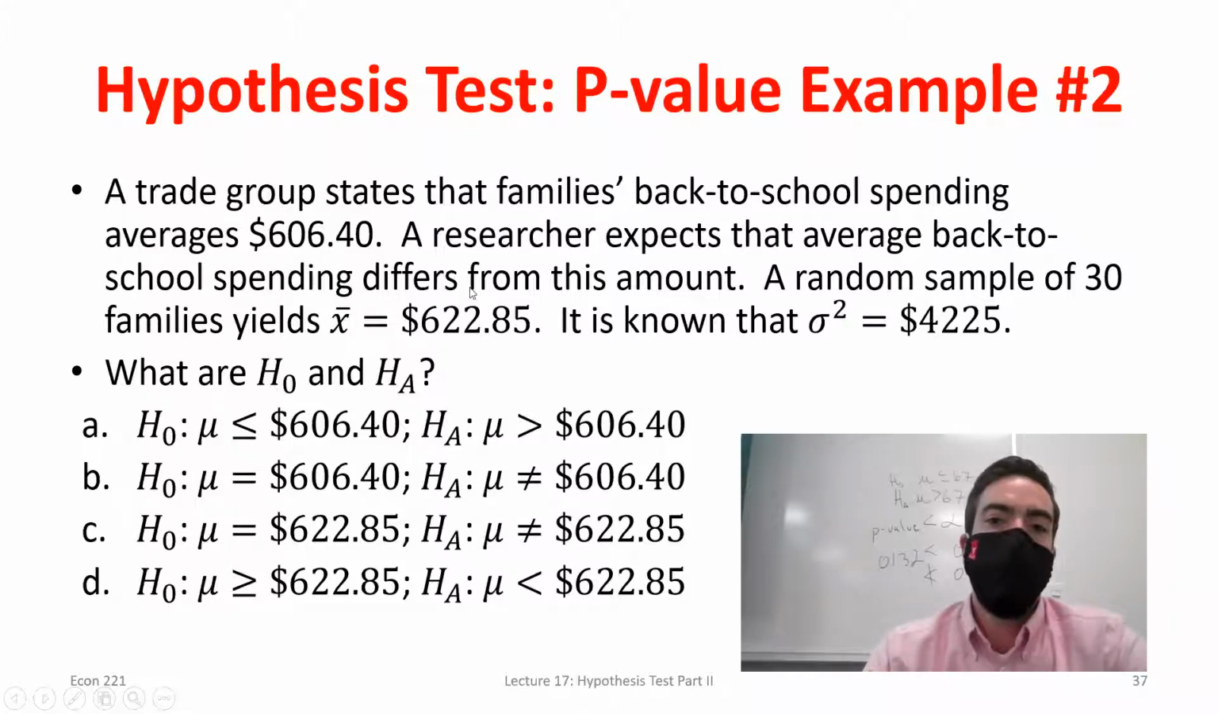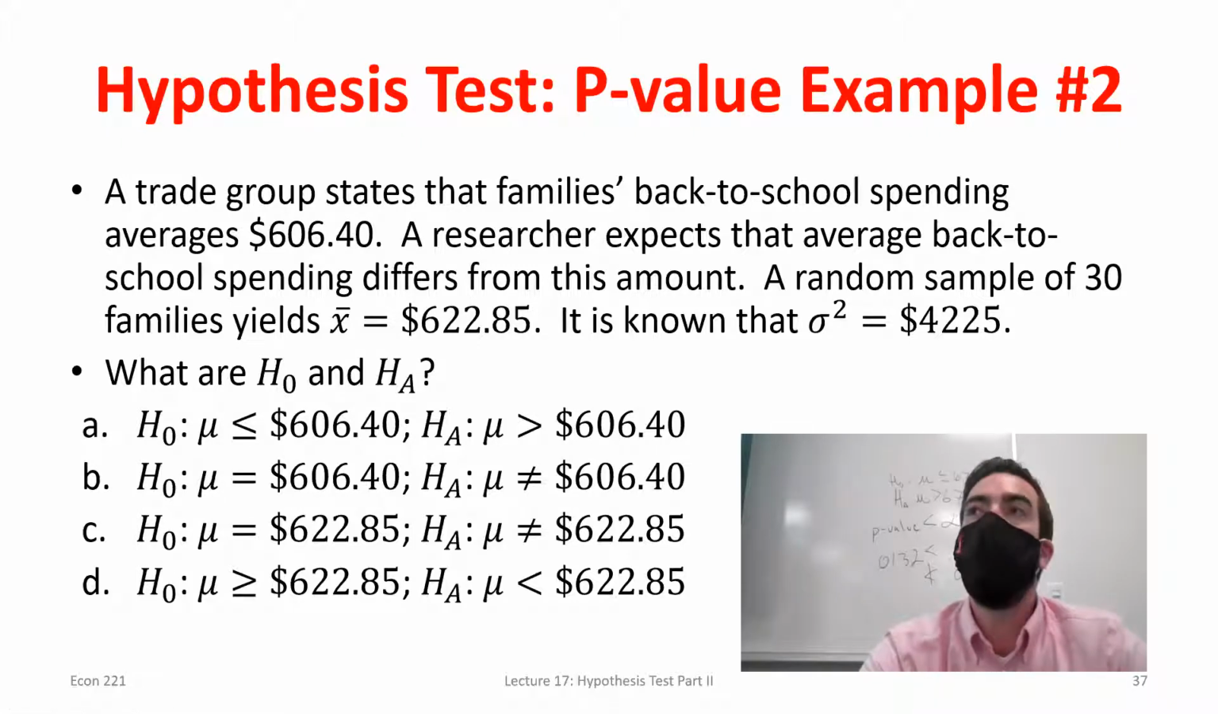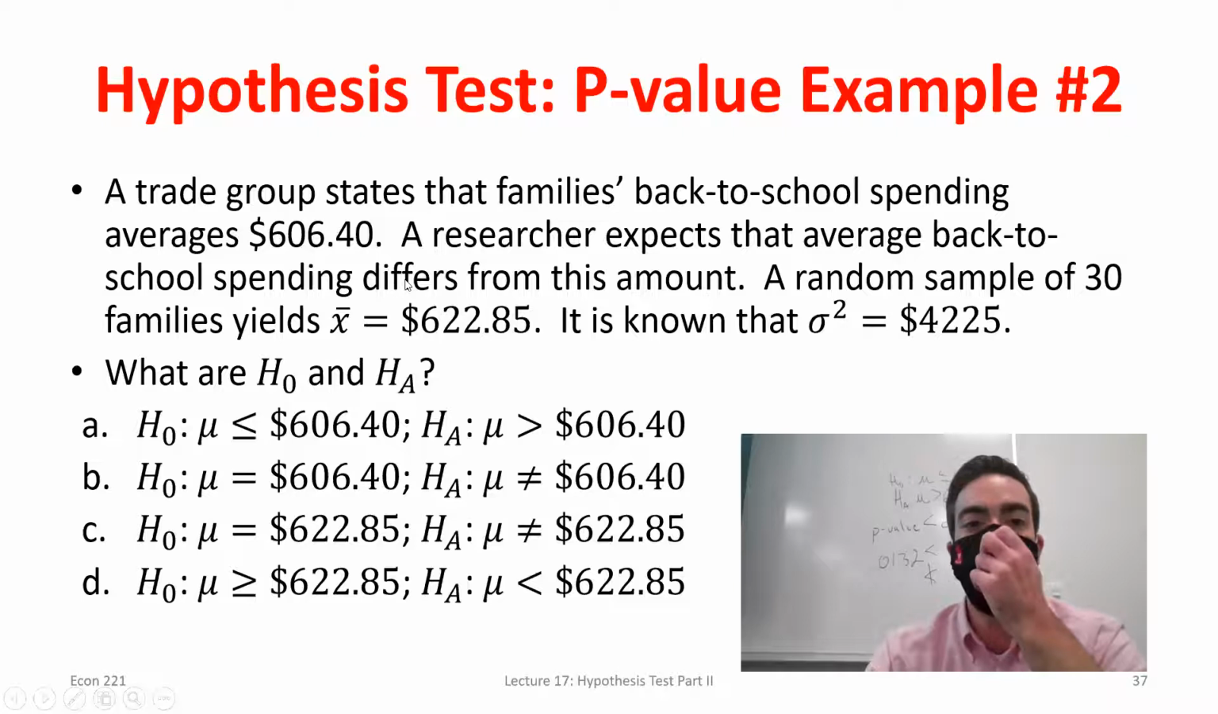So if I'm testing whether back to school spending is different than this stated amount by this group, last class I said if we see this kind of terminology of "different than," we should automatically be thinking about a not equal to sign. Because saying it differs from this amount is just asking, is it not equal to $606.40? So that's what we're trying to find. So that's going to be our alternative hypothesis.